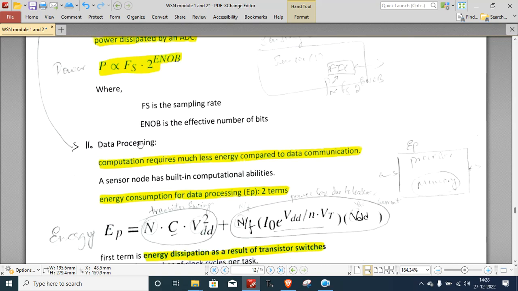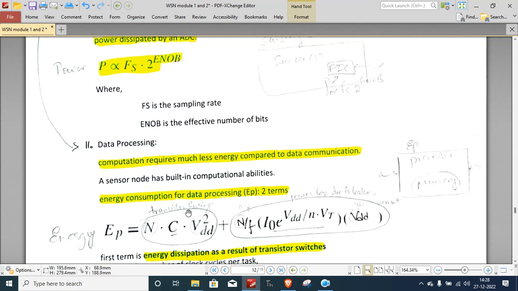Next is data processing. In data processing, computation requires much less energy compared to data communication. A sensor node has built-in computational abilities. Energy consumption of the data processing has two terms here. One is the transistor switching. The first component indicates the transistor switching, and the second component indicates power loss due to the leakage current. These two can be interlinked.